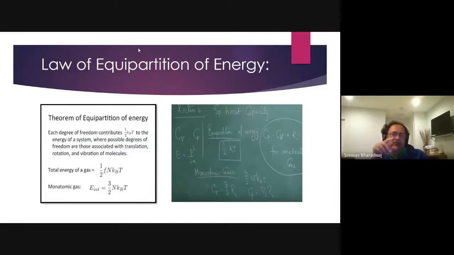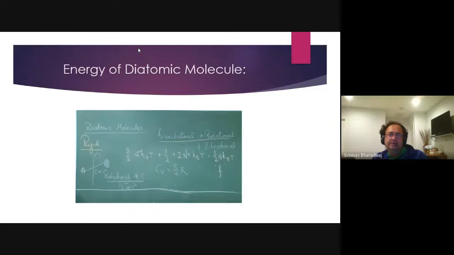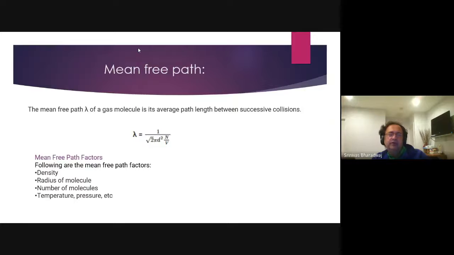Now the total energy of the gas is 1 by 2 F times N times kB, where F is the possible number of degrees of freedom, and you already know Boltzmann. PV equals nRT, and total energy is 1 by 2 F times N kB T. F is 3 for a monoatomic gas, 5 for a diatomic gas, etc. Last time we also looked at the mean free path.